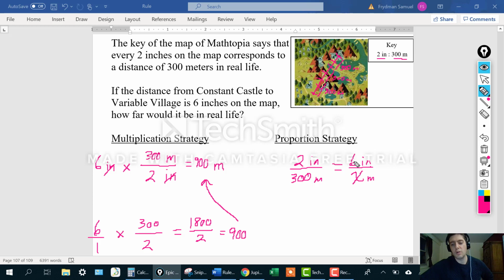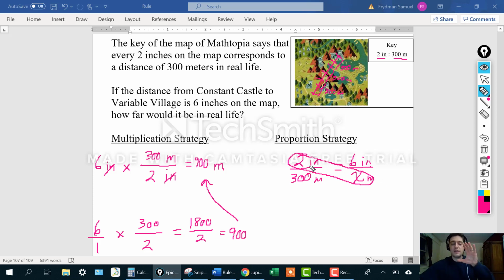How many meters would go along with 6 inches if 300 meters go along with 2 inches? That's the question that we're asking by setting up this proportion. There are a few different ways of solving this, but one way, which always works, is to cross multiply. So 2 times x, forget about the units for a second.